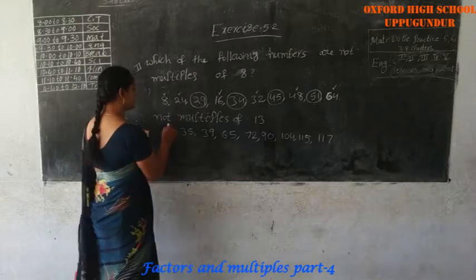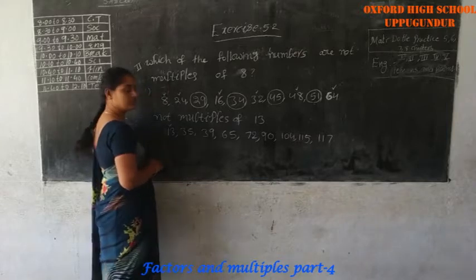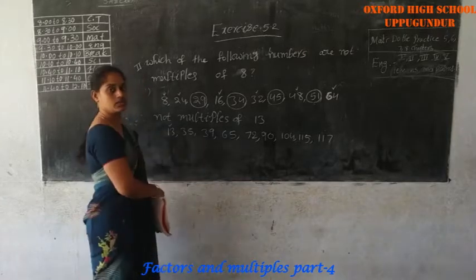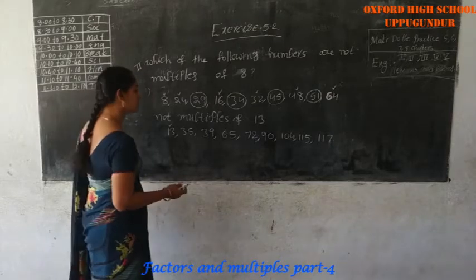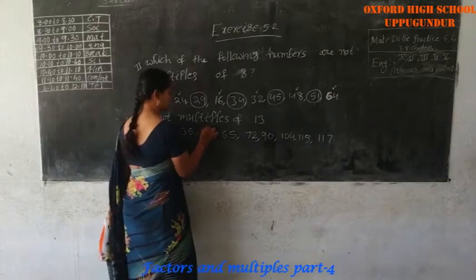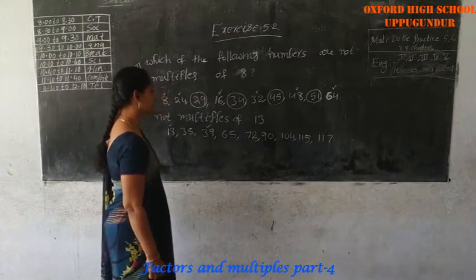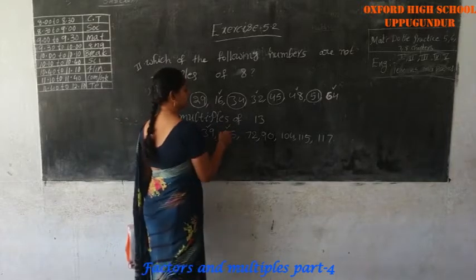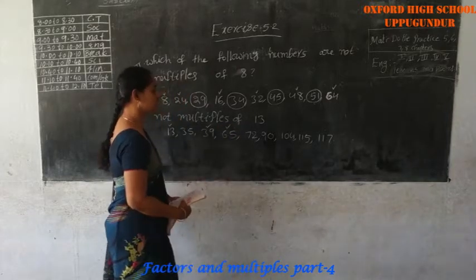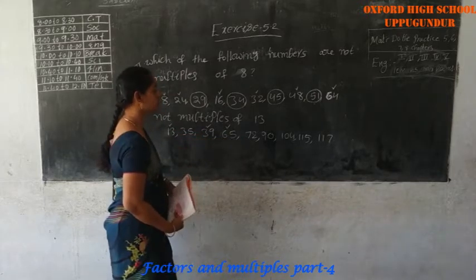First observe. 13 1 ja 13. 13 2 ja 26. Is it there? Not there. Next one, 13 3 ja 39. It is there, so possible. Next, 13 4 ja 52. Not there. 13 5 ja 65. 13 6 ja 78. The given value is 72, so 72 is not a multiple of 13.